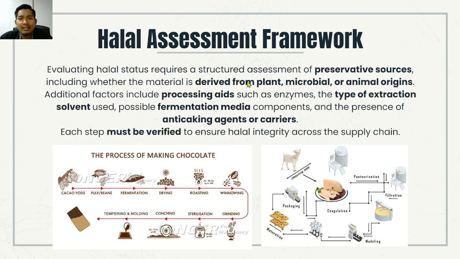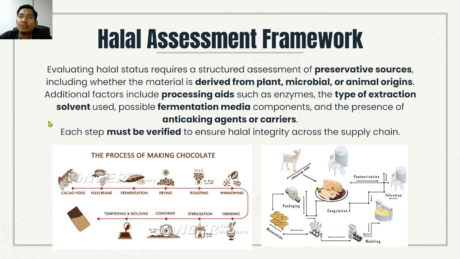Next, the halal assessment framework related to the preservative. Evaluating halal status requires a structured assessment of preservative sources, including whether the material is derived from plant, microbial, or animal origin. Additional factors include processing aids such as enzymes and type of extraction solvent used, possible fermentation media components, and presence of anti-caking agents or carriers. Each step must be verified to ensure halal integrity across the supply chain.